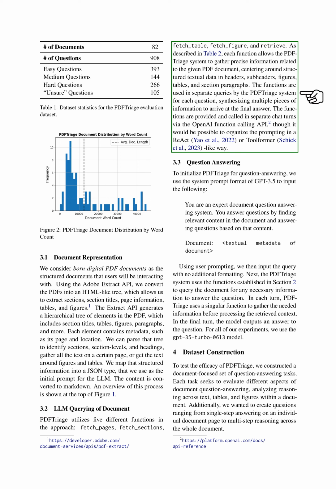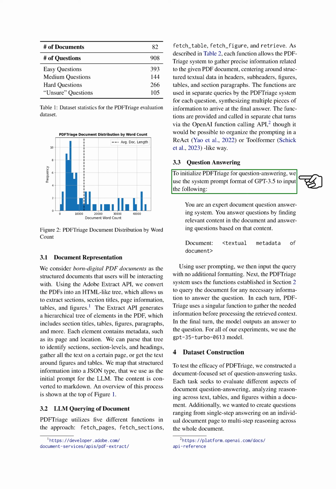Each function allows the PDFTriage system to gather precise information related to the given PDF document, focusing on structured textual data in headers, subheaders, figures, tables, and section paragraphs. These functions are used in separate queries by the PDFTriage system for each question, synthesizing multiple pieces of information to arrive at the final answer.